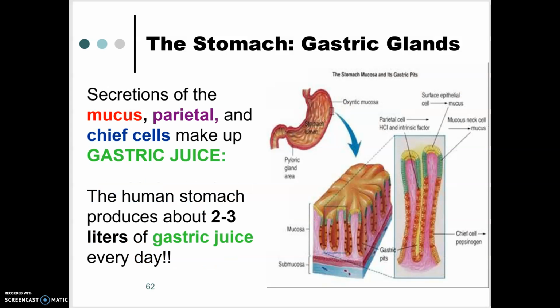All right, so the secretions from those first three types of cells we talked about, the mucus, parietal, and chief cells, collectively make up what we call gastric juice. This is the stuff that we find in the lumen, or the empty space inside the stomach, and this is what helps us further digest the food that we eat. Our stomach will produce between 2 and 3 liters of gastric juice every day. If you think about a typical can of soft drink, that's 330 milliliters. Our stomach will produce between 6 and 10 cans of gastric juice every day. So it's quite a bit.